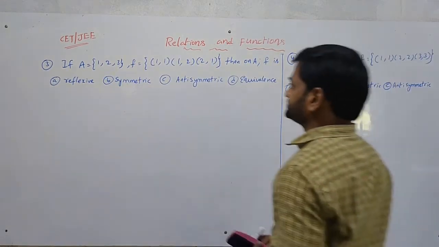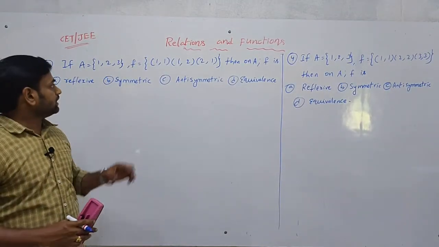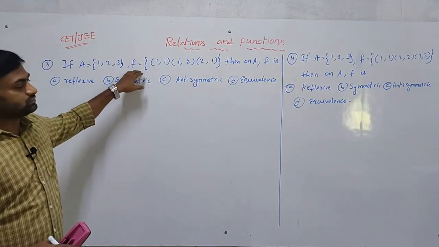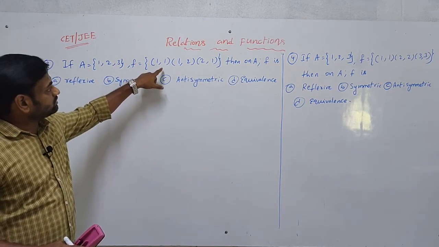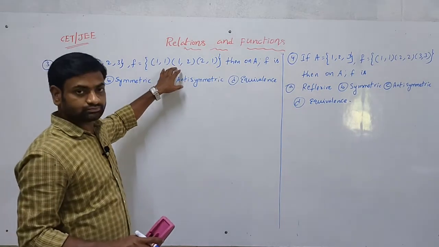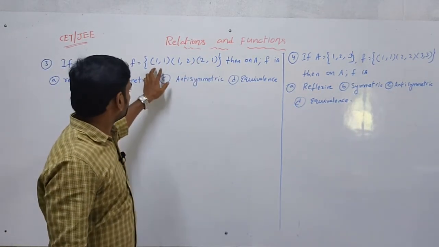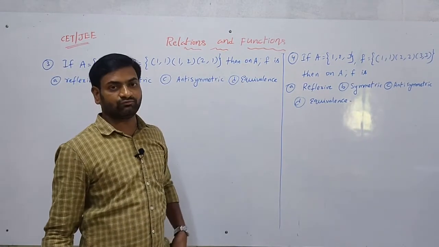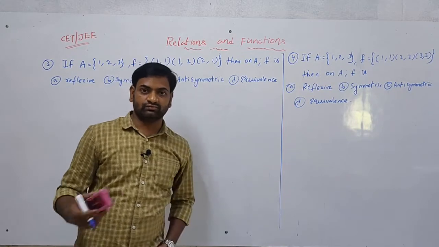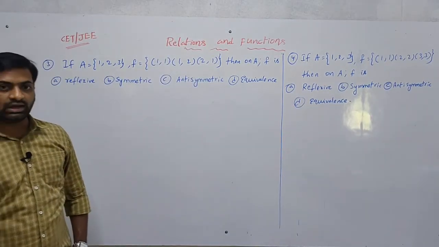See, the next problem: if A equals {1, 2, 3}, and F is the relation defined by (1, 1), (1, 2) and (2, 1), then on A, F is reflexive, symmetric, transitive, or an equivalence relation, or antisymmetric.